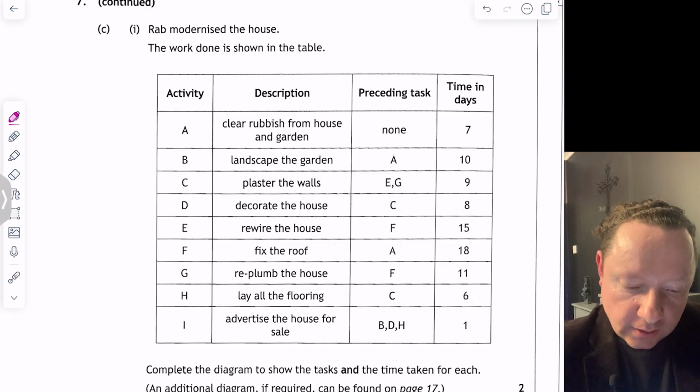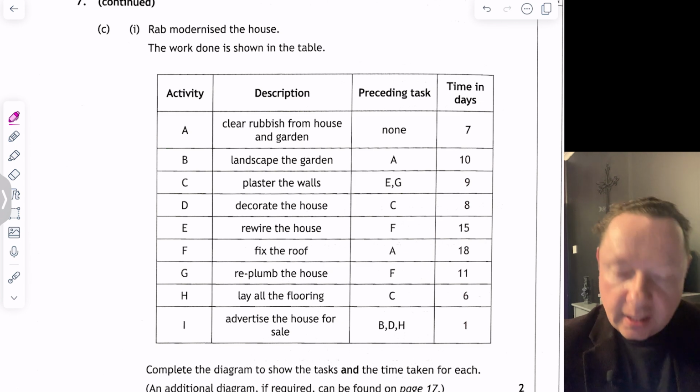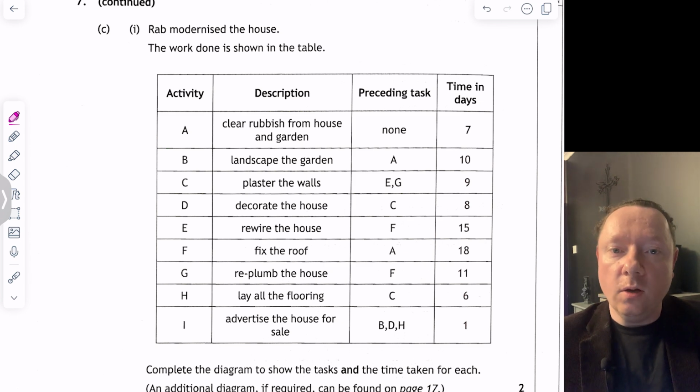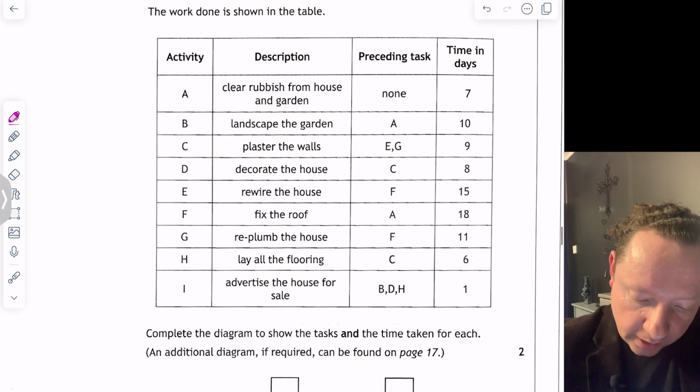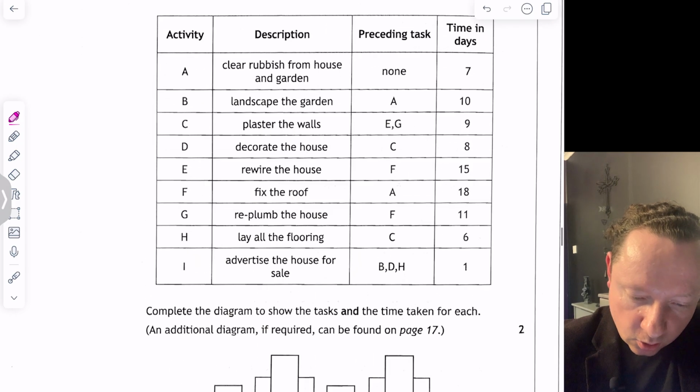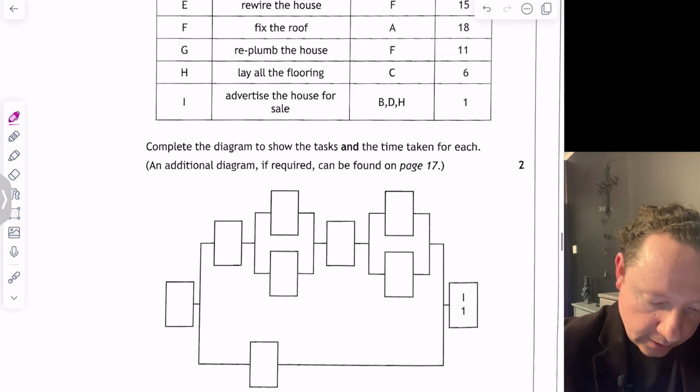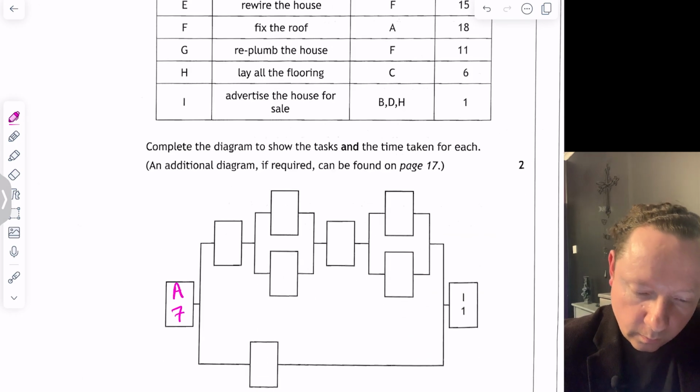Question 7c. Rab modernised the house. The work done is shown in the table. So preceding task, time and days, this is going to be one of those charts. So complete the diagram below to show the tasks and time taken for each. So let's start off with no preceding task is A and 7. So you just put A and 7 in the first box and away we go.